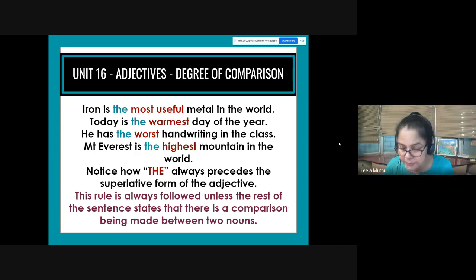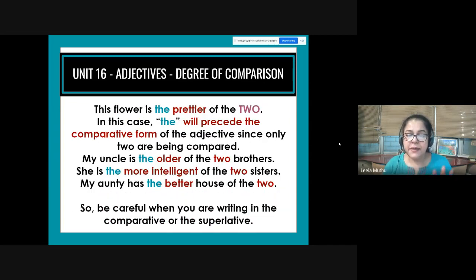Understood? Now let's see. This is an example like the explanation I just gave. This flower is the, but the next degree of comparison is for the comparative degree. It is not the superlative. For example, you cannot say this flower is the prettiest of the two because only two are being compared. So even though we are using "the" before the form of the adjective, we're using the comparative form because only two are being compared here.